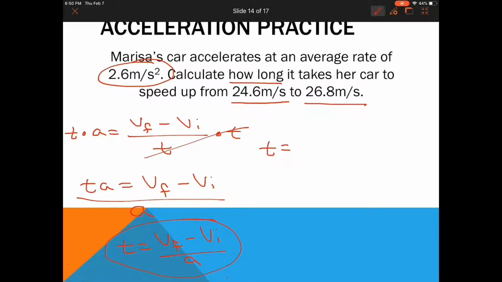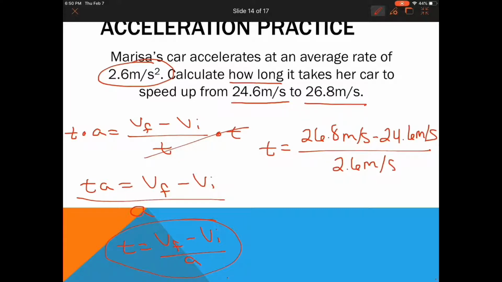Our final velocity, because Marissa is going from 24.6 meters per second to 26.8, so our final velocity is 26.8 meters per second. Our initial is 24.6. And our acceleration is 2.6 meters per second squared.